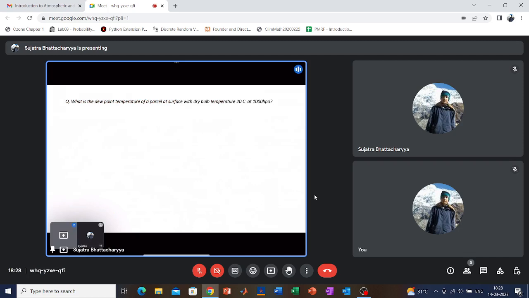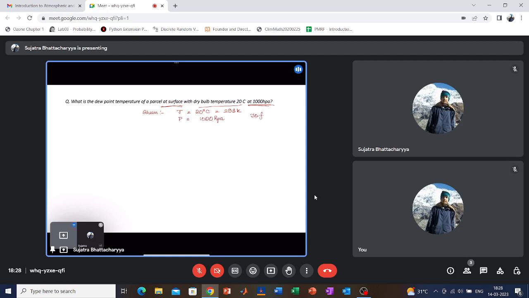The question here is: what is the dew point temperature of a parcel at the surface with dry bulb temperature 20 degrees Celsius, and this surface is represented by 1000 hectopascals? Now, see what is given. Given the actual temperature, the dry bulb temperature, that is 20 degrees Celsius or 293 Kelvin. The pressure is also given, that is 1000 hectopascals. But what is not given is the dew point temperature, which we need to find.